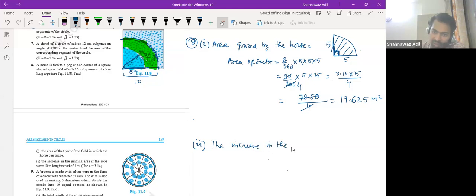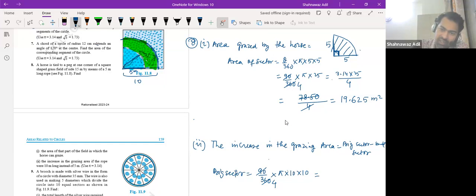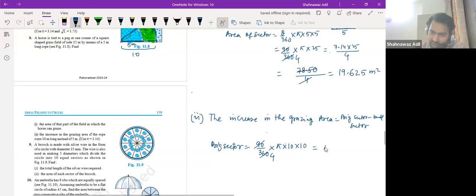So the increase in the grazing area is a big sector minus a small sector. Right, so big sector is how much? Big sector would be 90 by 360 into pi into 10 into 10. So this is 4, right? And we can see that this is equal to pi by 4 into 25 into 4. Am I correct, everyone?